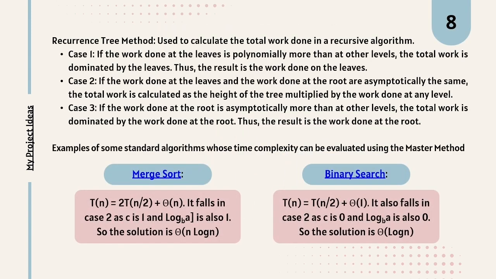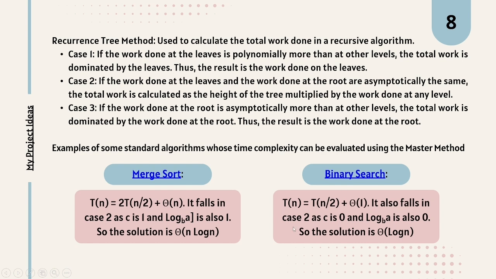Then if the work done at the leaves and the work done at the root are asymptotically the same, the work done is calculated as the height of the tree multiplied by the work done at any level. If the work done by the root is asymptotically more than other levels, the total work is dominated by the work done at the root. No brainer. So the total result is basically the work done at the root. Why? Because we always follow the higher degree when we are writing the time complexity.